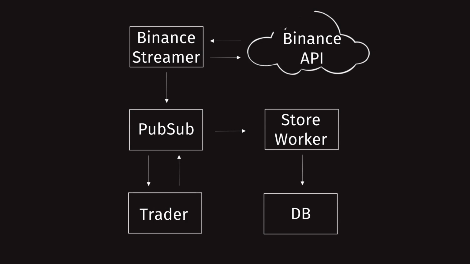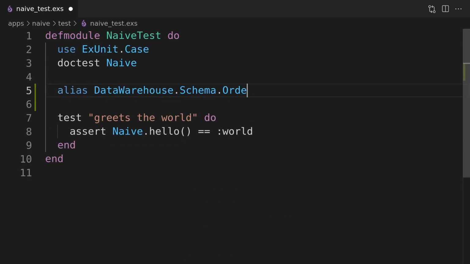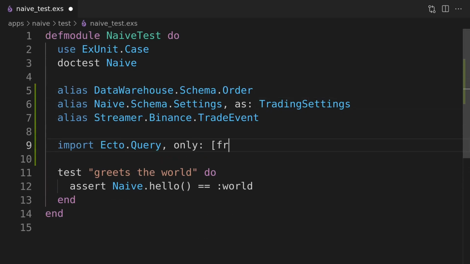What we could do is to simply make the test act as the Binance streamer. It will broadcast trade events that we will fine-tune to cause trading activity that we can then check by querying the database. We will add a tag to our test so we will be able to run it separately.